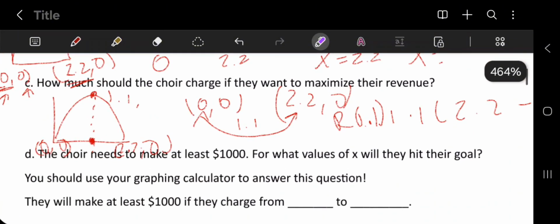Okay, guys, we're in the home stretch, so stick with me. Let's move on to question D. Question D asks, the choir needs to make at least $1,000. For what values of X will they hit their goal? You should use your graphing calculator to answer this. They will make at least 1,000 if they charge from blank to blank.